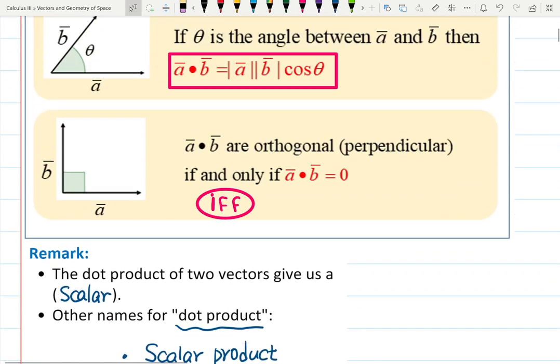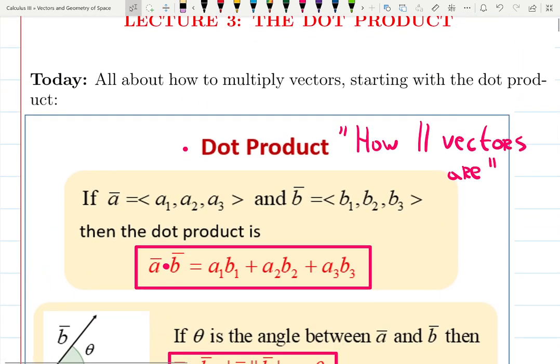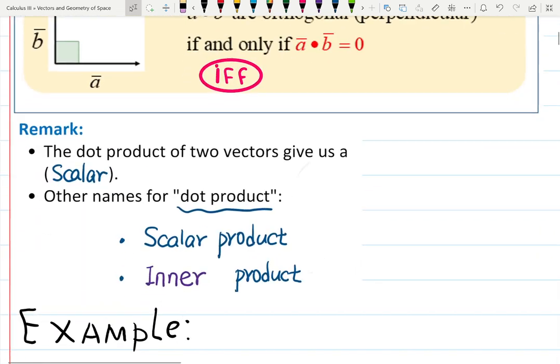So what to point out, also put here in front of the title. This is a scalar, or it's called a number. Dot product gives you a number. So a million, wow, those two vectors are almost parallel. Zero, they are perpendicular. It's a finite number, it's a scalar. So that's an important remark.